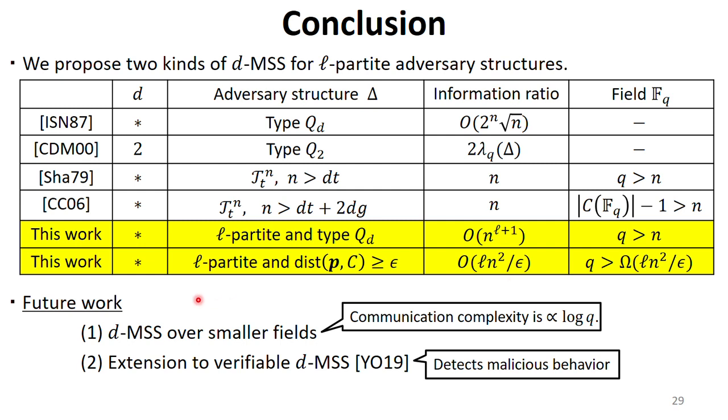So our future work is, both of our schemes are essentially based on Shamir's scheme. So the field size must be sufficiently large. So future work is a construction of the multiplicative schemes over a smaller field. So this can reduce the communication complexity in the protocol.